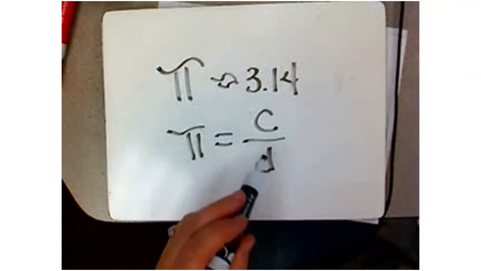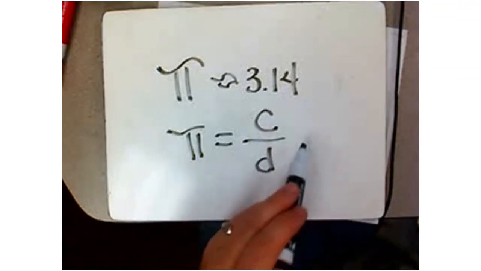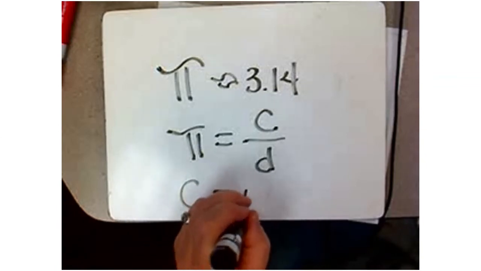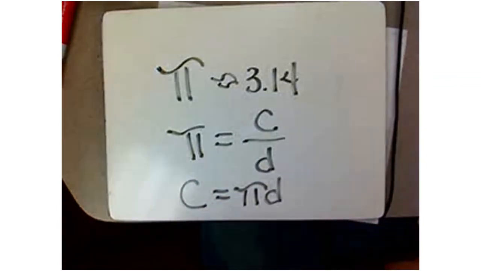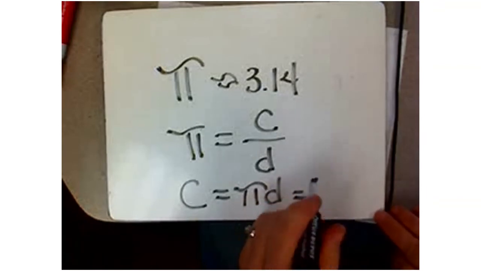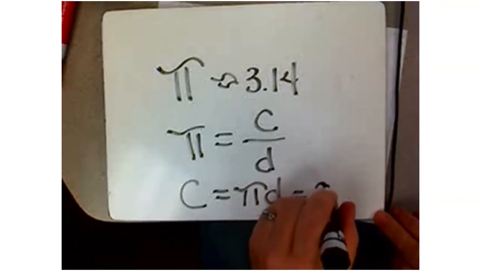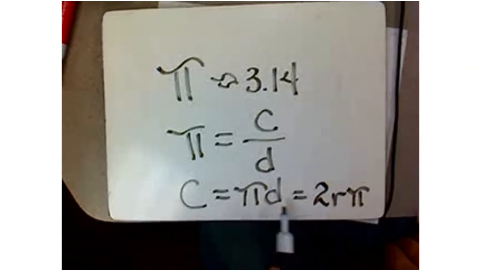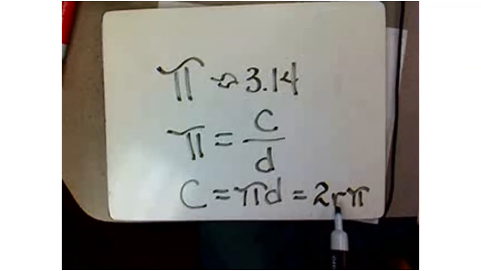So if we solve for the circumference by multiplying both sides by d, we end up with a formula: circumference equals pi times diameter. So you can find the circumference of any circle by multiplying pi times the diameter. You can also multiply 2 of the radiuses times pi, because that's what a diameter is: 2 radii times pi. So 2r pi is also a way to find circumference.